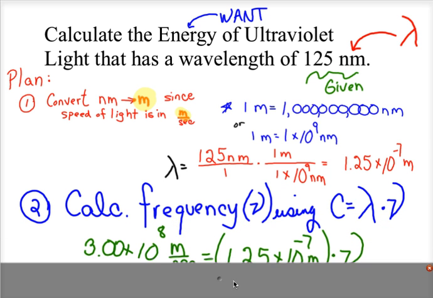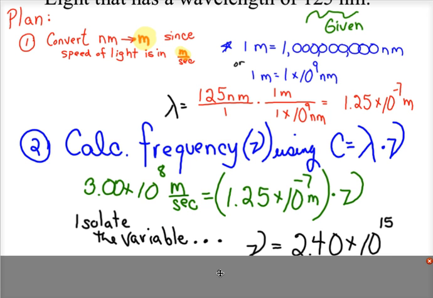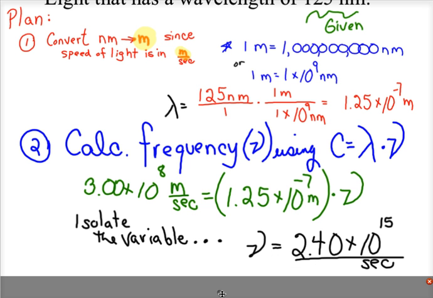Calculate the frequency. I'm going to plug in the values and solve for frequency. When I isolate the variable, meters will cancel, and I have a value of 2.4 times 10 to the 15th. Now, if your number is correct but your exponent is off, then it's probably incorrect calculator use. So make sure that you go back over your notes and double check that you're using the double E button on your calculator properly.